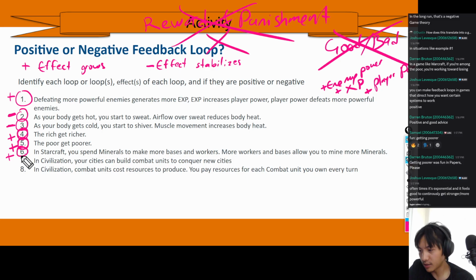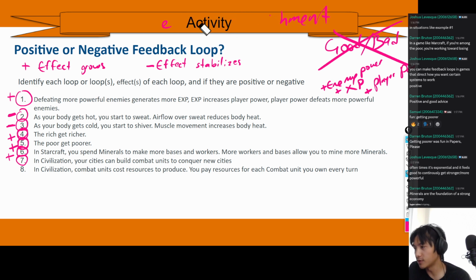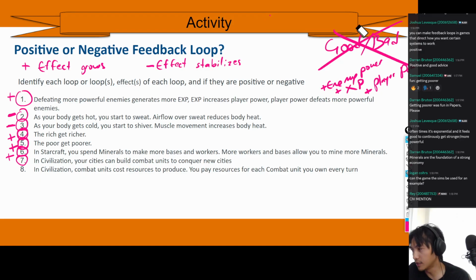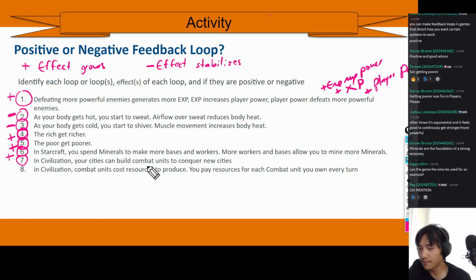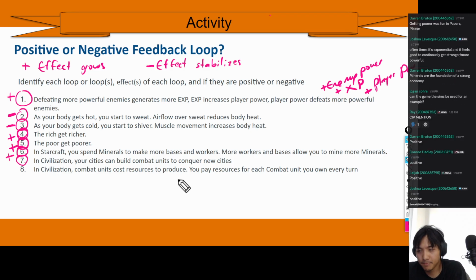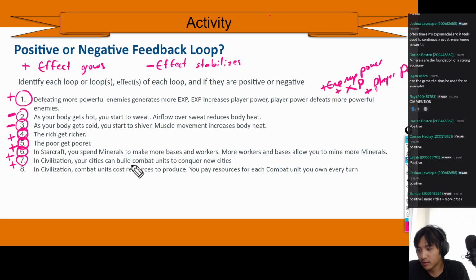In Civilization, like a strategy game where you build a civilization to stand the test of time, you can build cities, and when you build cities, you can build combat units from those cities, soldiers, and those soldiers can help you conquer more cities. Positive or negative feedback loop. Positive. What's growing? Your cities and your combat units.